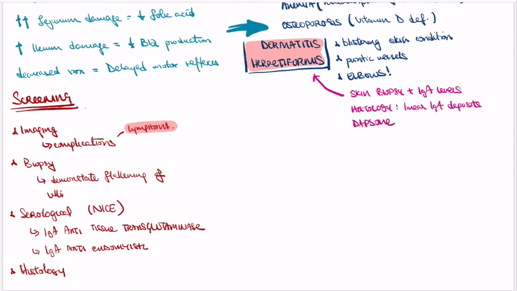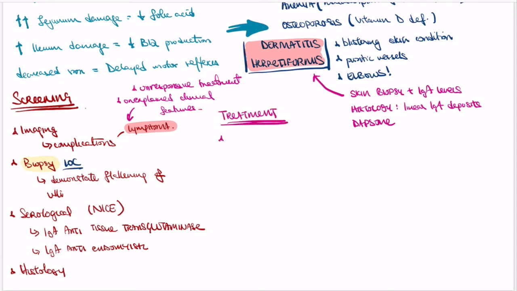The second biggest complication is lymphoma. You should consider the association of lymphoma with this case if the patient has an unresponsive treatment or unexplained clinical features. So amongst these screening tests, biopsy is the investigation of choice. For treatment, a patient goes under strict dietary restriction for 4 weeks, after which they should redo the biopsy to check for the regeneration of the damaged villi.